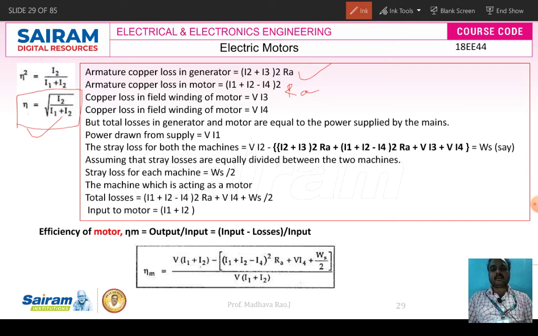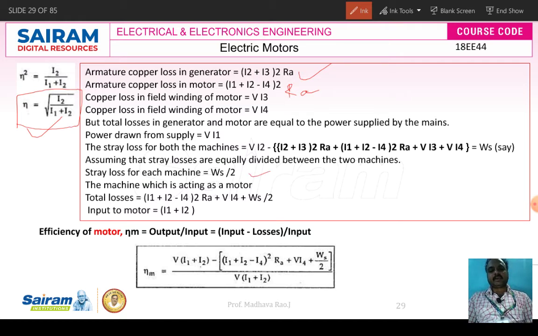But total losses in generator and motor are equal to the power supplied by mains. Power drawn from supply is V into I1. So stray losses of both machines are V into I2 minus the losses, and that is equal to WS. Stray losses we are assuming as WS. Since we are using two identical machines, stray losses in each machine will be half of the stray losses, so WS by 2.